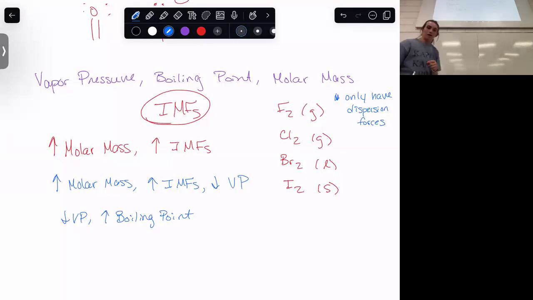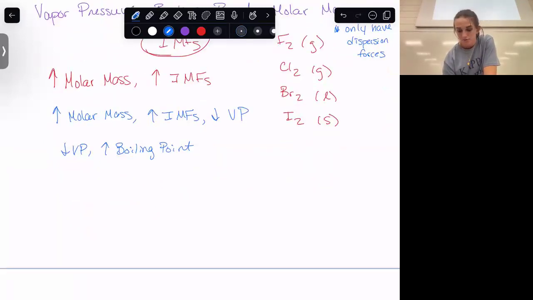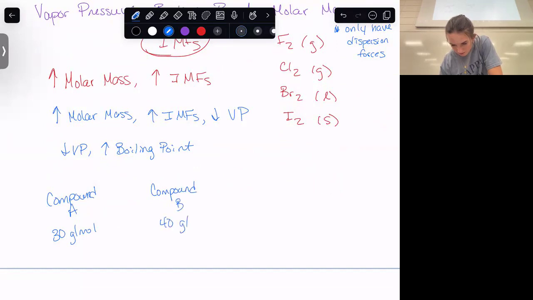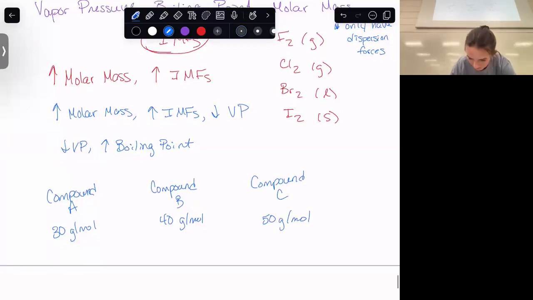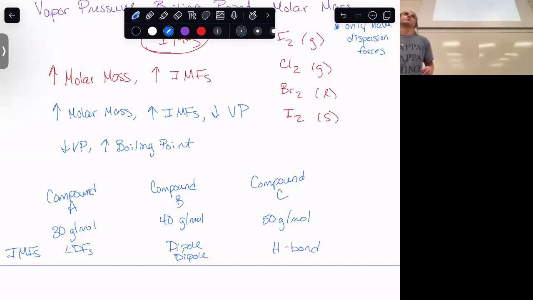All right, let's say all of your compounds are within about 30 grams per mole of each other, and we have compounds A, B, and C. Alrighty, so we have three different compounds, each with their molecular weights. For your IMFs, compound A only has London dispersion forces. Compound B only has dipole-dipole, or I guess the highest one it has is dipole-dipole. And for compound C, the highest is hydrogen bonding.